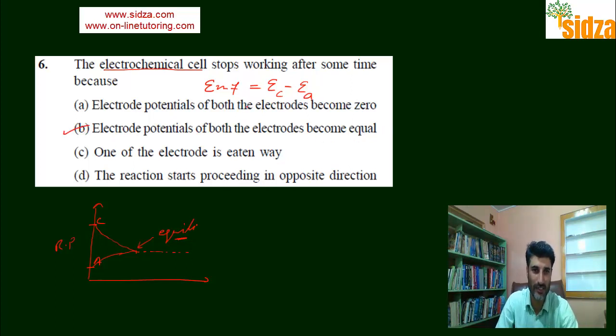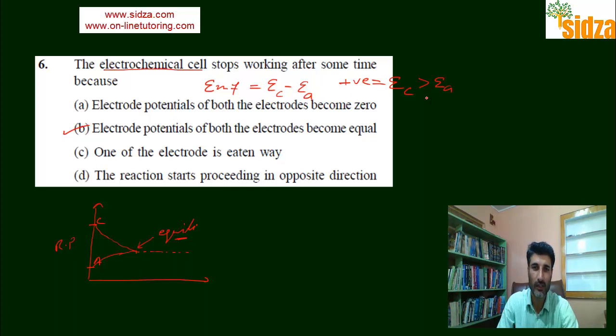Because the EMF, as I said, is the difference in the reduction potentials, right? The current will be produced only when you have a positive EMF. That means the electrode potential of the cathode should be higher than the electrode potential of the anode. If the electrode potentials of the cathode and the anode are the same, then the EMF will be 0, and no more current will be produced, right?